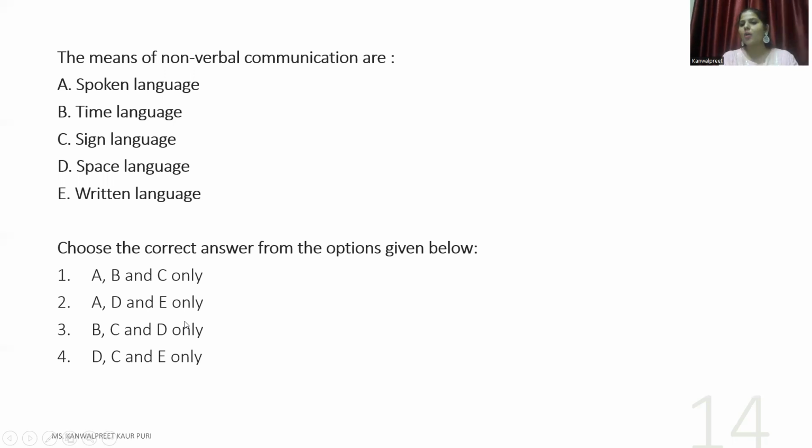Non-verbal is any other type of communication where we are not involving words. The traffic signal, the emojis of WhatsApp, and so on. So they're talking about non-verbal, which means there will be an odd man out. You have to strike out the verbal form of communication. Spoken languages, verbal. Time languages, non-verbal. Sign languages, non-verbal. Space is non-verbal, and written languages again verbal. So if I eliminate options A and E, because spoken and written should go under verbal communication, the answer has to be B, C, and D. B, C, and D come in option number 3. So here 3 becomes correct.